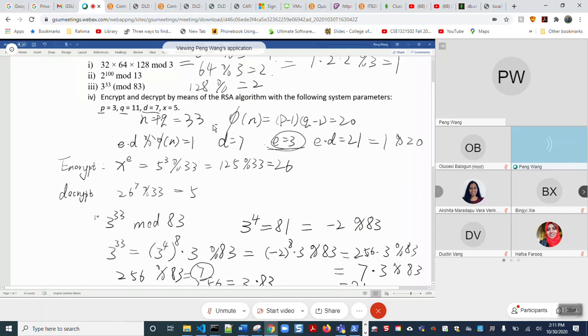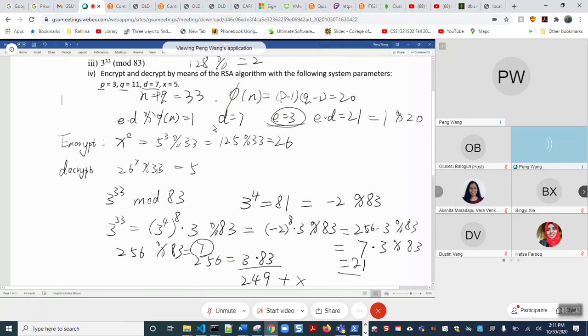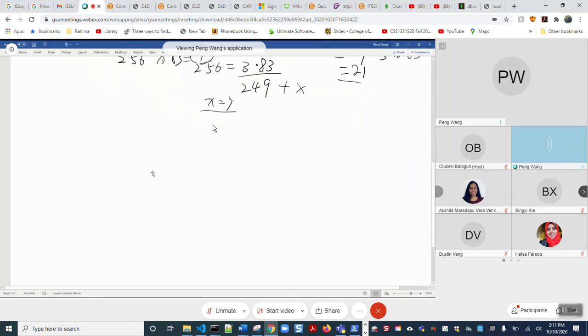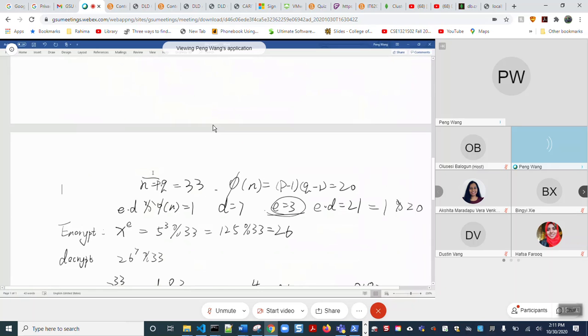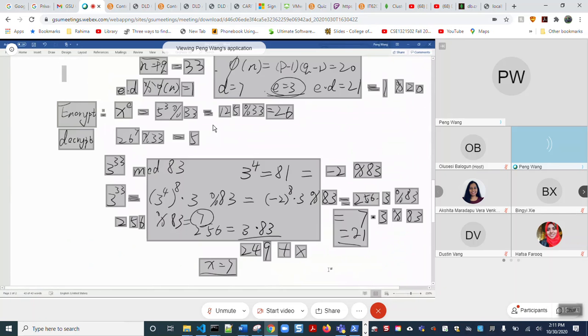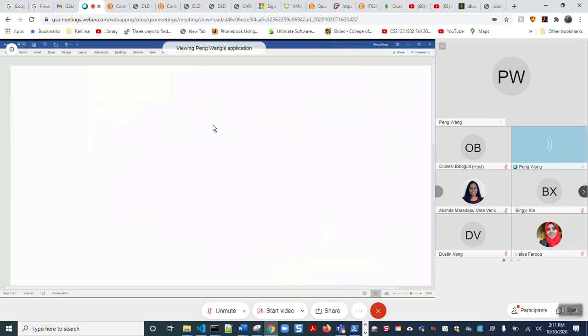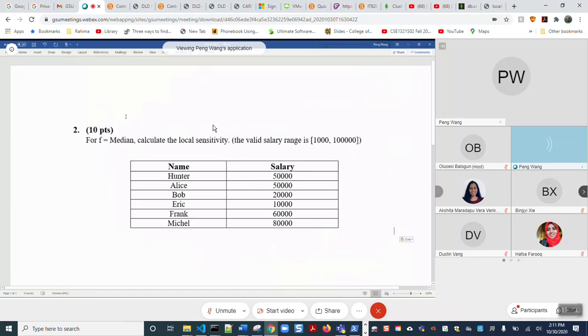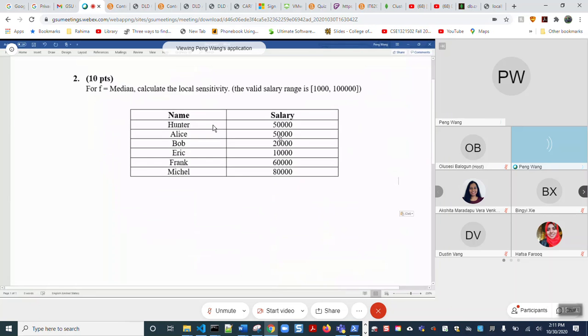Okay. And now let's move to the second question. The second question is we need to calculate the local sensitivity for the function median.